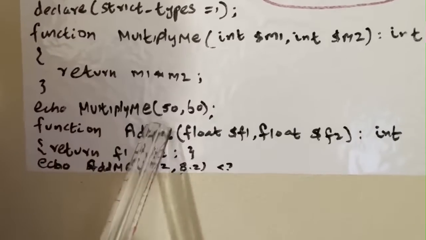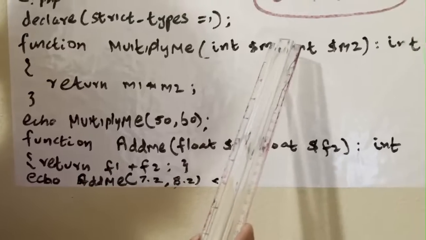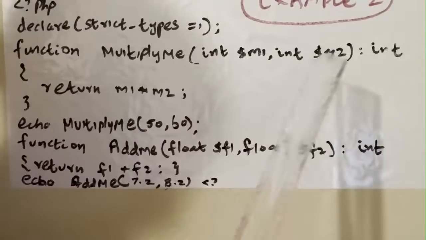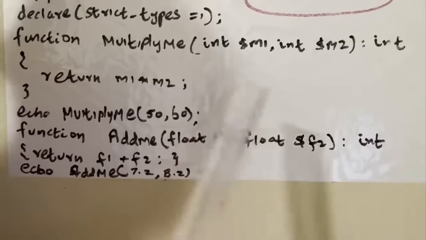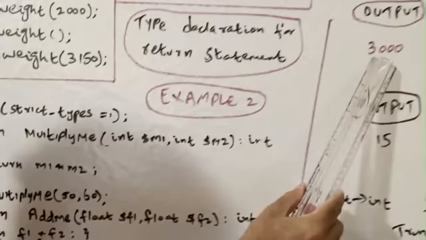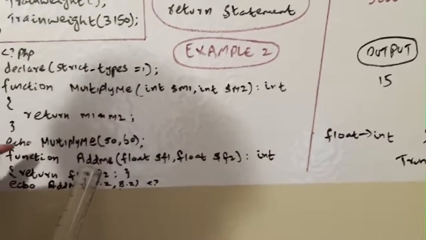Echo multiply_me 50 and 60. So when it goes here, it substitutes m1 for 50, m2 for 60. And the result is 3000 when you multiply. That's what is printed here. 50 times 60 is 3000. I actually gave a third example here.